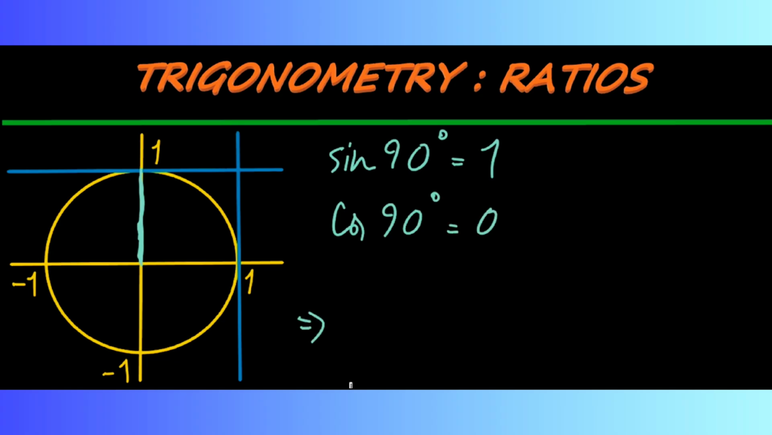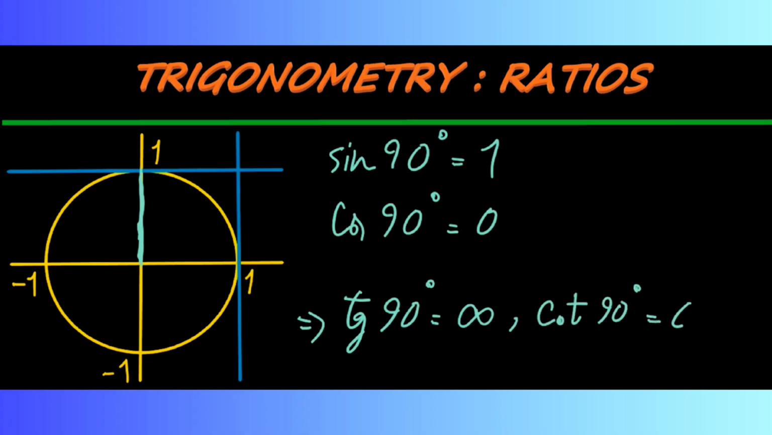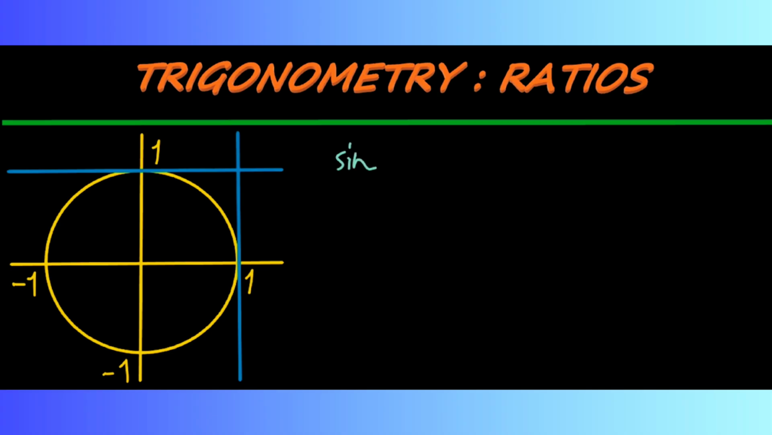What about the 90-degree angle itself? Looking carefully, we can say that all its ratios are the exact opposite of 0-degree angle. Okay, now let's make the angles a little bit bigger.